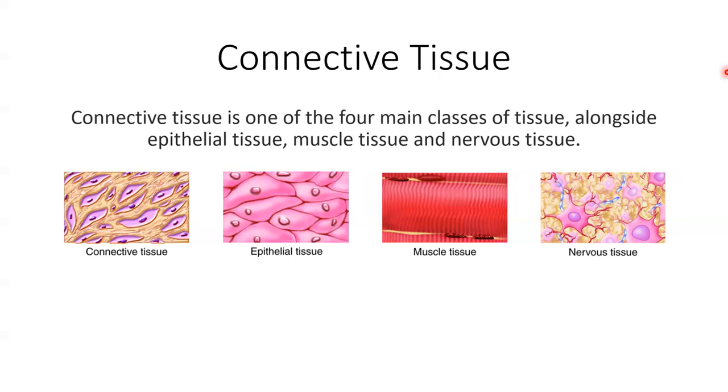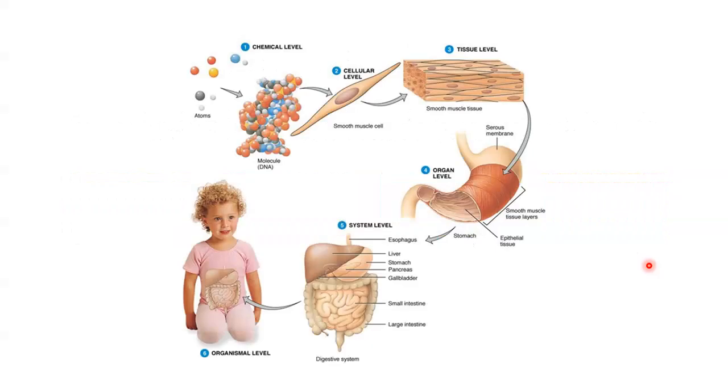So connective tissue is one of the 4 main classes of tissue found within the human body. The 4 main types are connective tissue, which is the focus of today, our epithelial tissue, our muscle tissue, and our nervous tissue. Now, if we think back to our cells lecture and think about, well, where does tissue fit? So our cellular level, which is what we talked about in the last lecture, is just below our tissue level. So a collection of cells will form a tissue. A collection of tissues will form an organ.